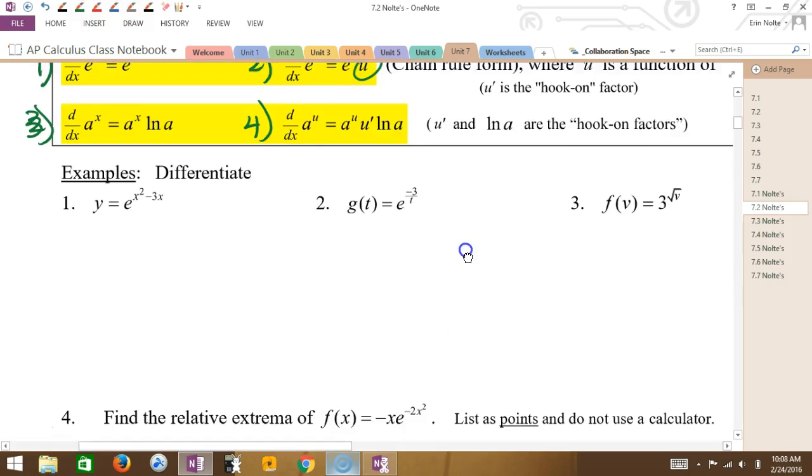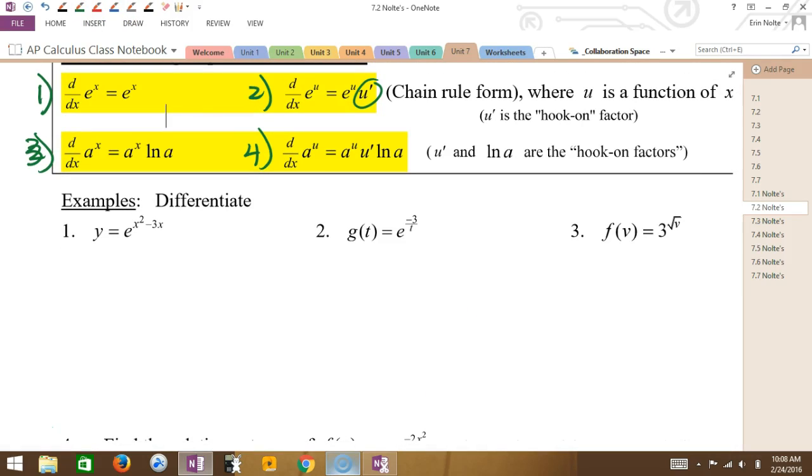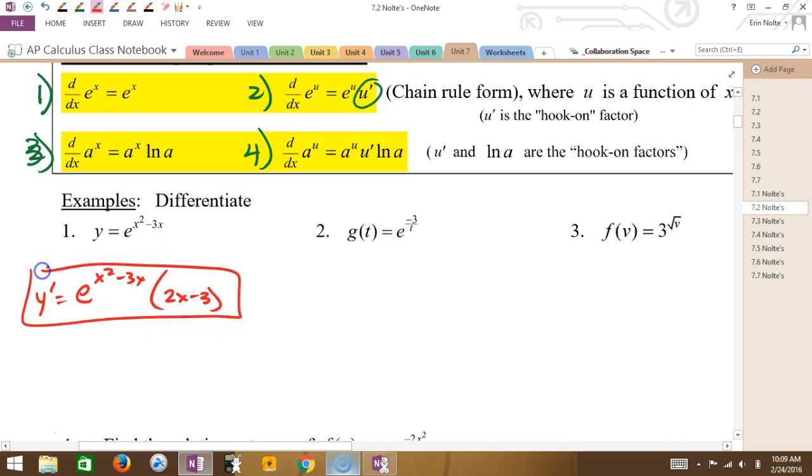Okay, let's do this. Number 1, which rule am I going to use? 1, 2, 3, or 4? 1 or 2. Number 2, okay, because you got a base of e, so we know it's 1 or 2, and the exponent is not x. So we're using number 2. All you do is you just write what's given to you. So our derivative is what's given, and then just times the derivative of the exponent. So what is the derivative of the exponent? 2x minus 3. Done. No, you leave it like that.